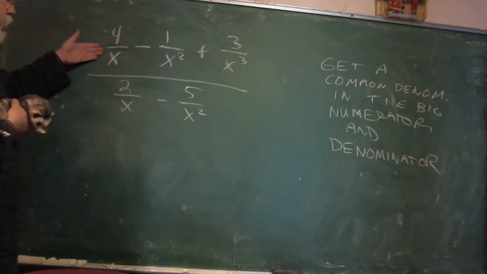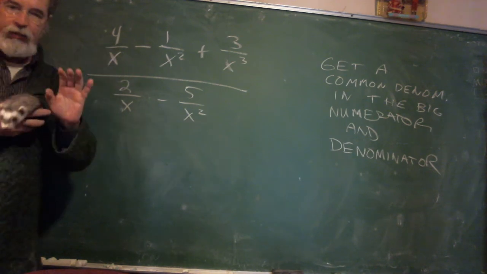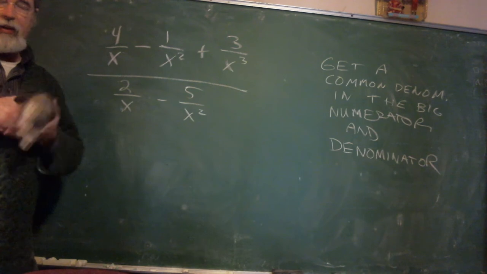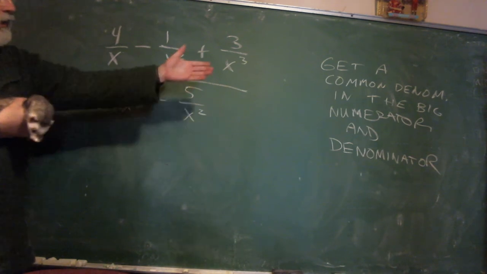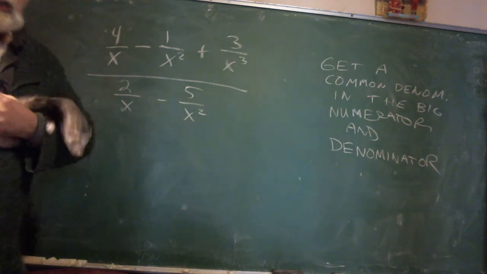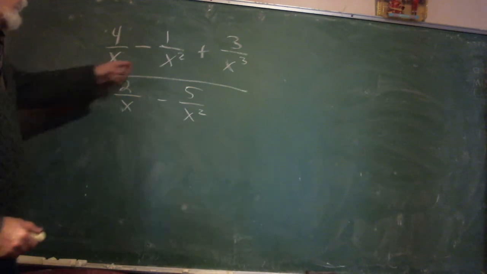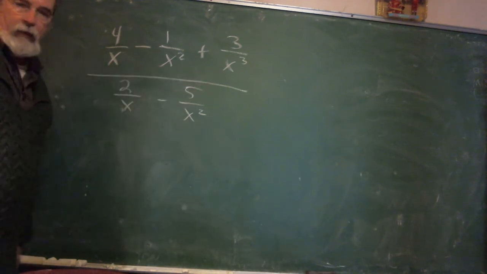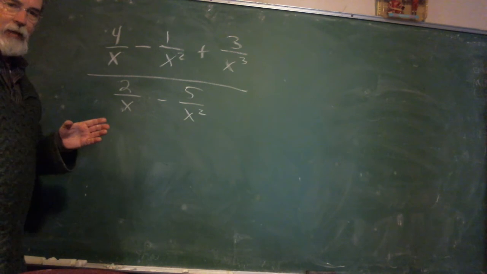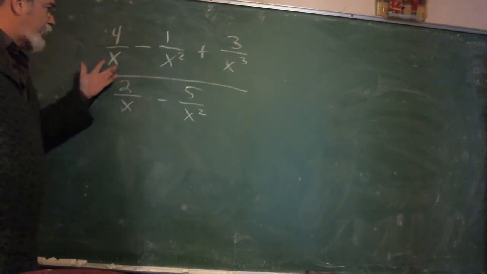What do we have to do so that this whole mess turns into a single fraction with a single numerator and a single denominator? Well, you've got to get a common denominator in the big numerator and a common denominator in the big denominator. So I'm going to do that with you right now. Well, the big numerator, the common denominator has to be x to the third because you've got to cover all three denominators. X to the third would cover that.